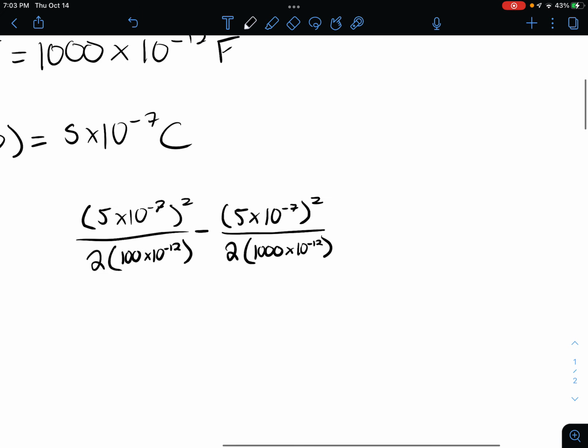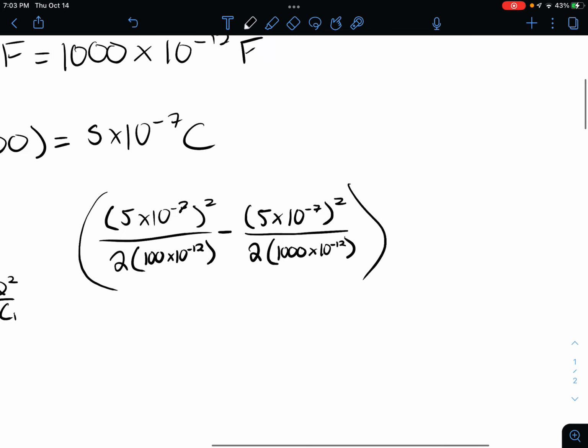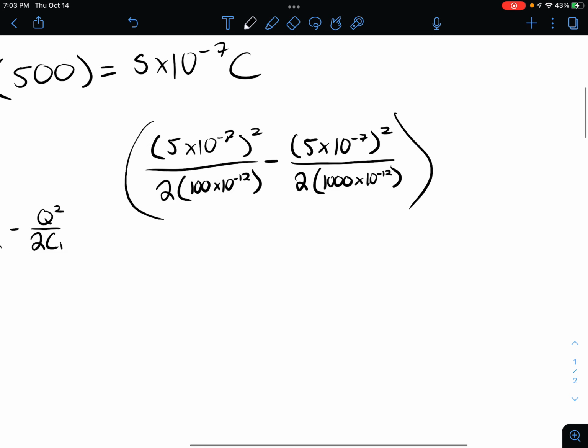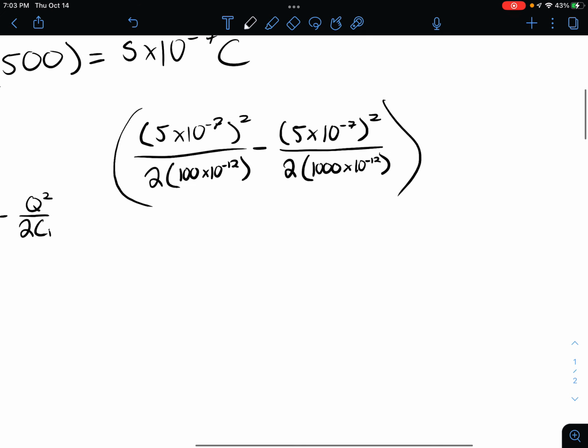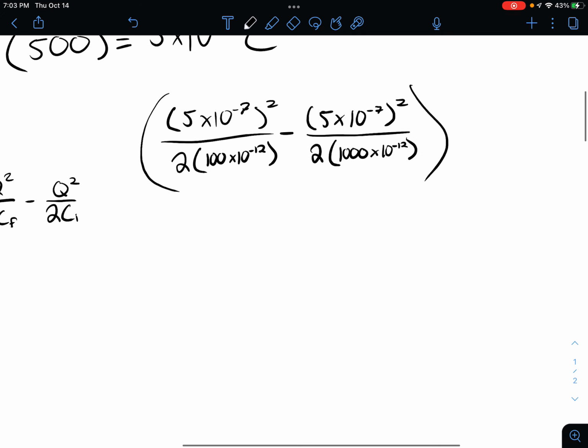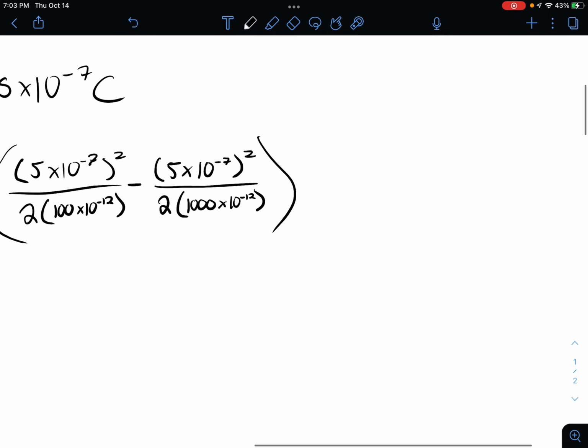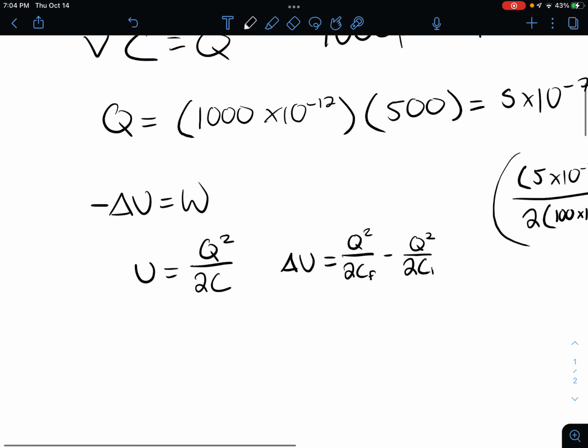So we're going to evaluate this expression, and that's going to give us some negative number, and then we're going to multiply that by -1 to get our work, because again, it's opposite to get work.